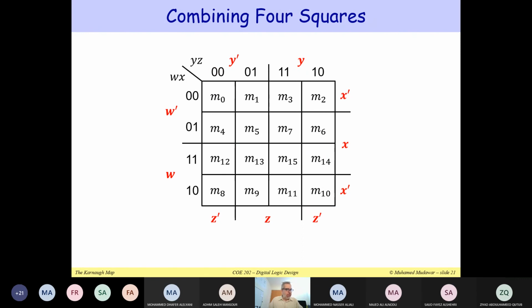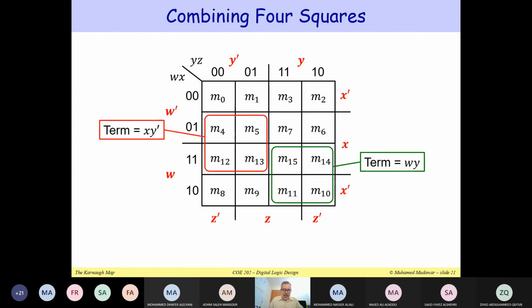Let us combine 4 squares. So let us take this. These are 4 adjacent squares. What will be the term? X and Y prime. Yes, thank you very much. How about these? W and Y. Yes, thank you very much. How about these 4 on the corners? The 4 on the corners are adjacent, by the way. They can be combined. X prime and Z prime. Okay, good. So now you are getting it. It's actually X equal to 0 and Z equal to 0, so it must be X prime, Z prime.